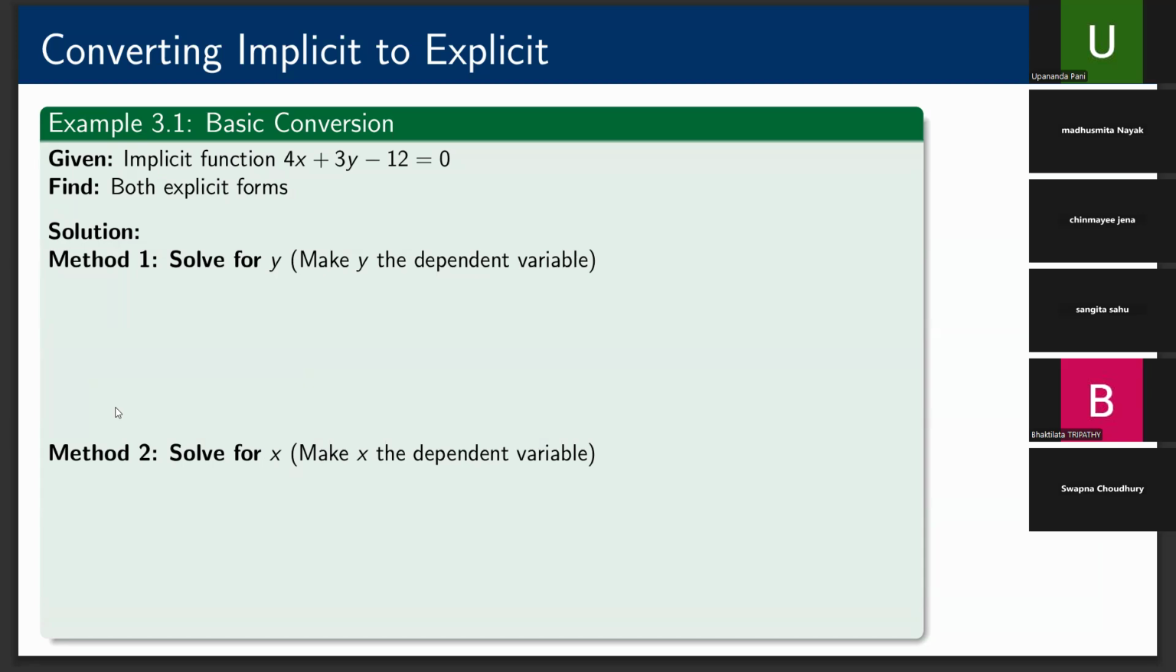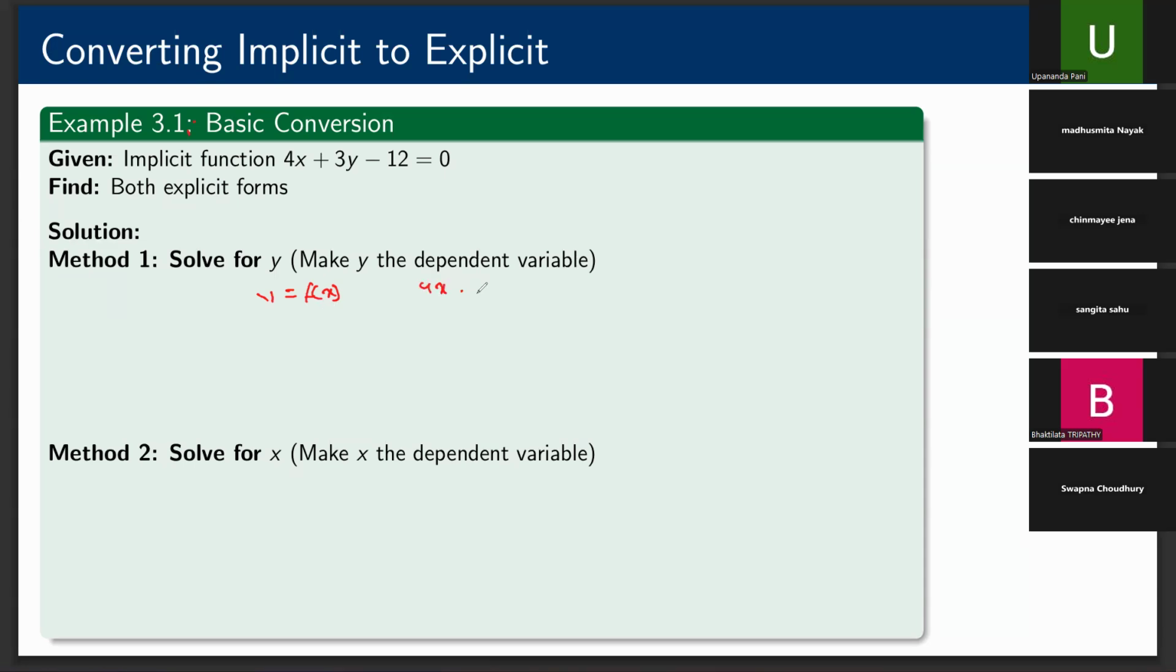Two cases will arise. If I take y as my dependent variable, then I have to find out y as a function of x. In this condition, y is my dependent variable, x is my independent variable. This is in explicit format. y is explicitly represented in terms of x. This will be called an explicit function. What is the value of y in terms of x then?